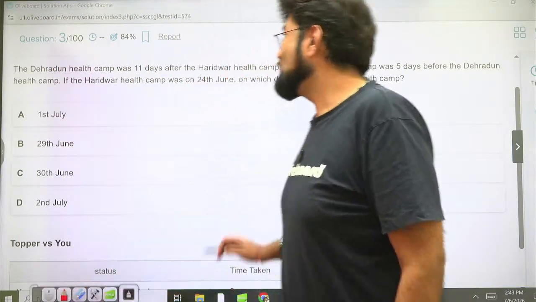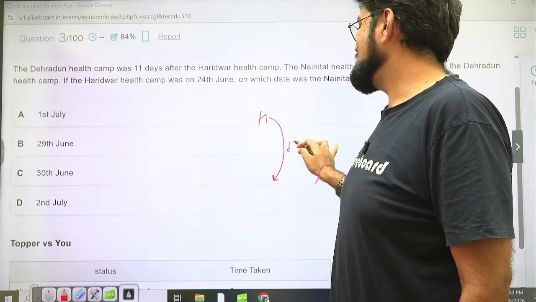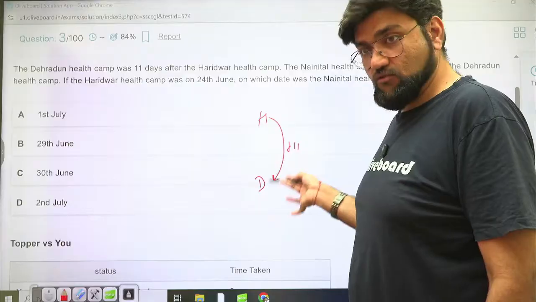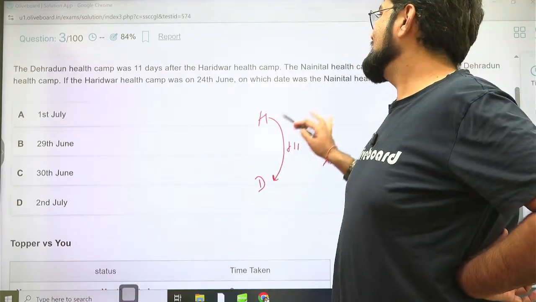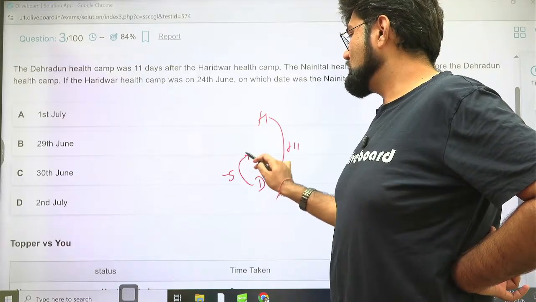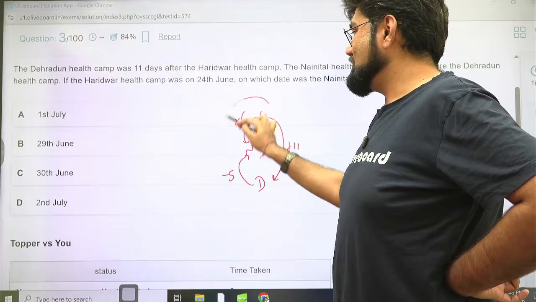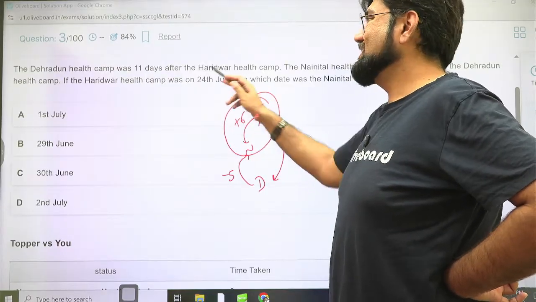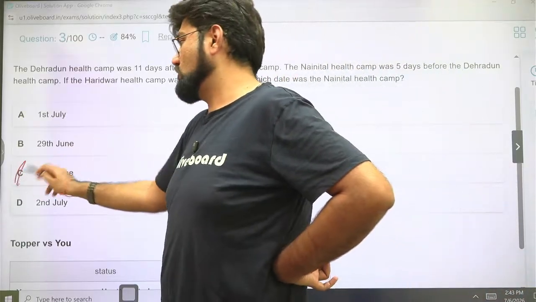This could have been done verbally also, but let me just quickly show it to you as well. So this is the Haridwar health camp. 11 days after, plus 11, you will get the Dehradun health camp. But it is on the 11th day, basically there are 10 days in between. And Nainital is 5 days before. So this is Nainital. So plus 11 minus 5 is plus 6. That means Haridwar and Nainital have a gap of 6 days. So if Haridwar is on 24th June, I'll just add 6 to it. 24 plus 6 is 30th June. Option C is the right answer.